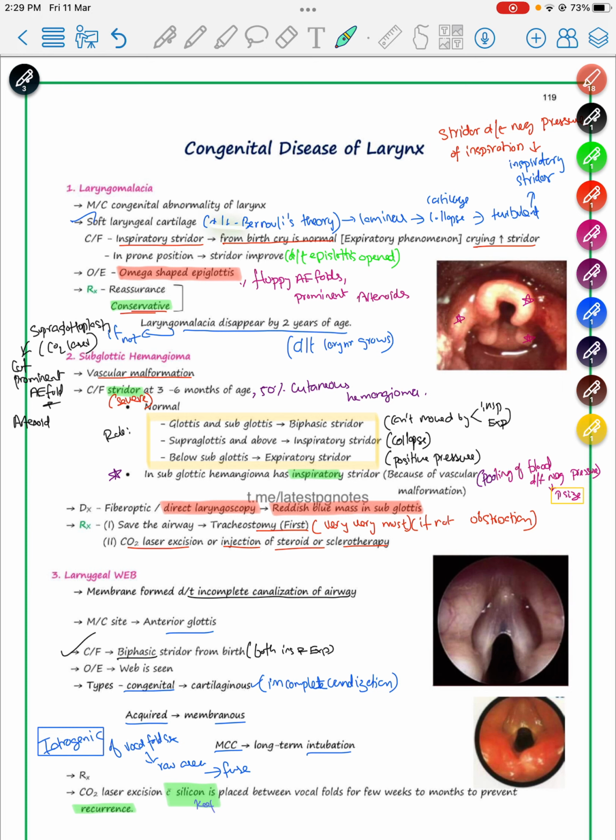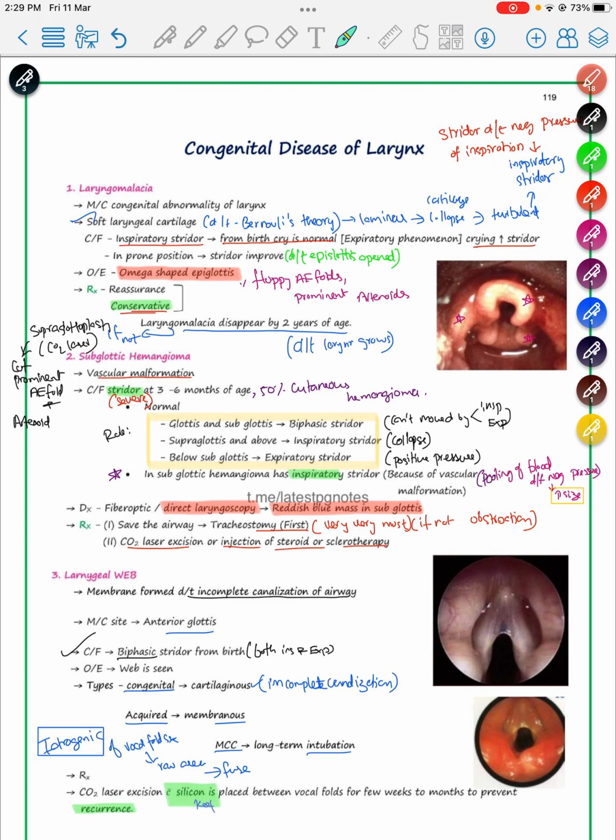Due to Bernoulli's phenomenon, the inspiratory air goes through fast and creates negative pressure, so the cartilage collapses. This is the principle. The collapsed cartilage then becomes turbulent when the air flows, and this produces inspiratory stridor. Any stridor occurring above the glottis or vocal fold is known as inspiratory stridor.